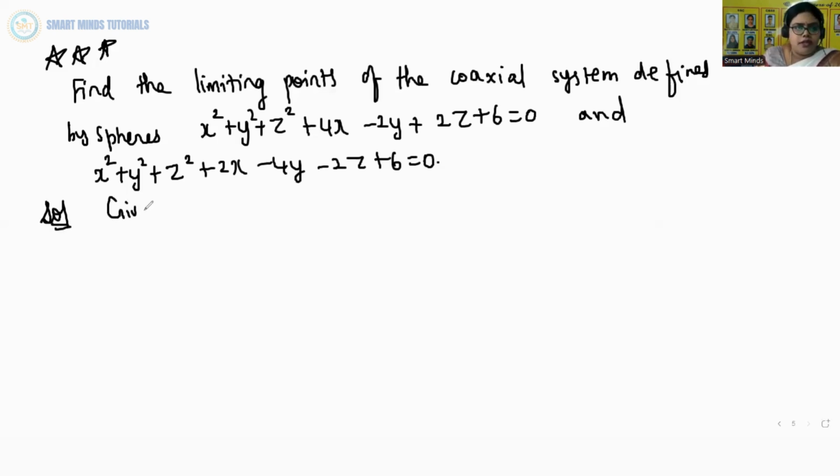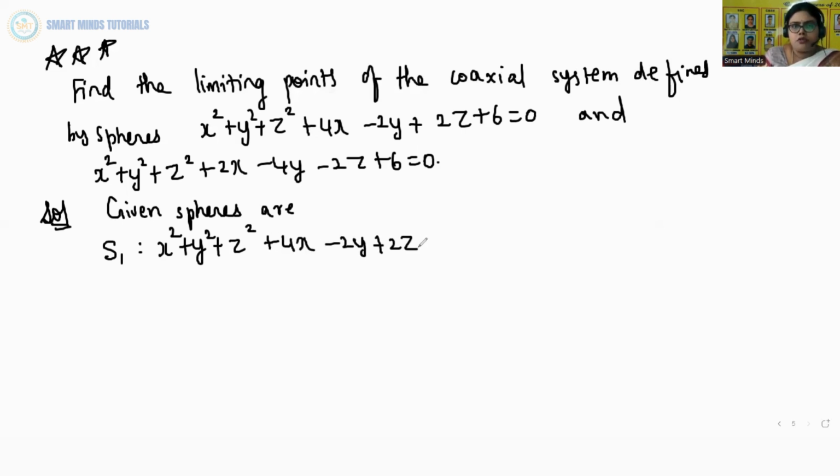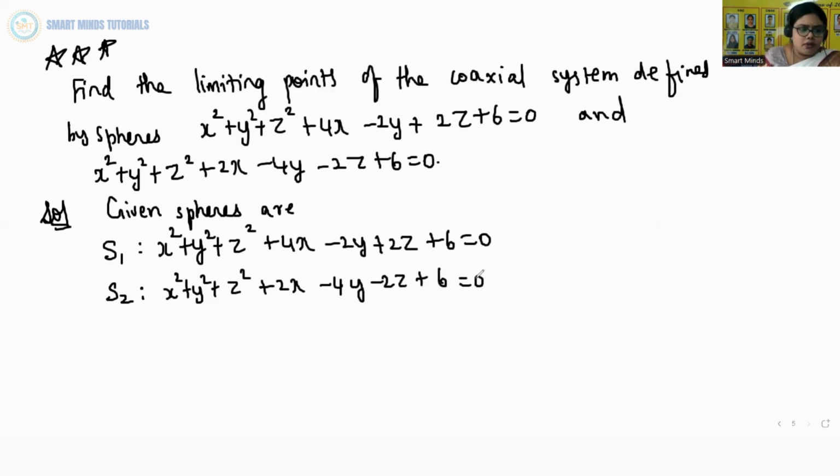So we will write the given sphere equations as S1 and S2. S1 is x square plus y square plus z square plus 4x minus 2y plus 2z plus 6 is equal to 0. And the second sphere equation S2 is x square plus y square plus z square plus 2x minus 4y minus 2z plus 6 is equal to 0.